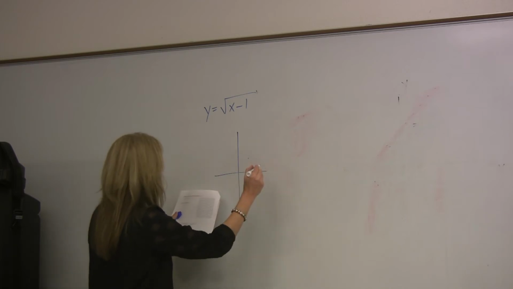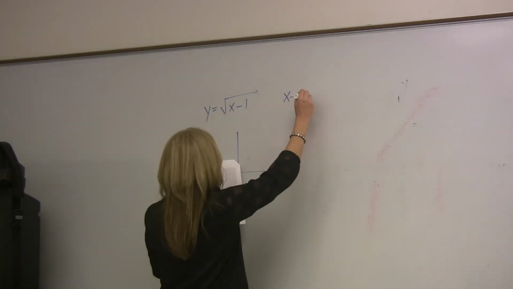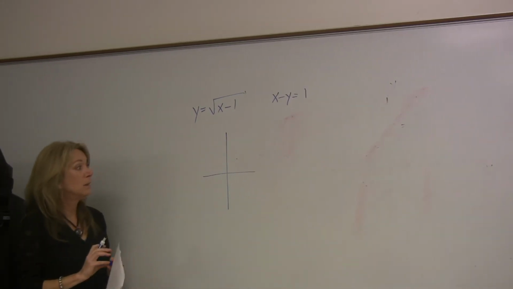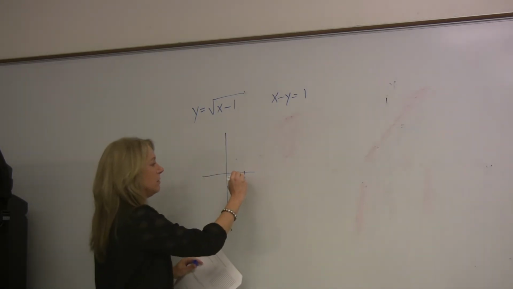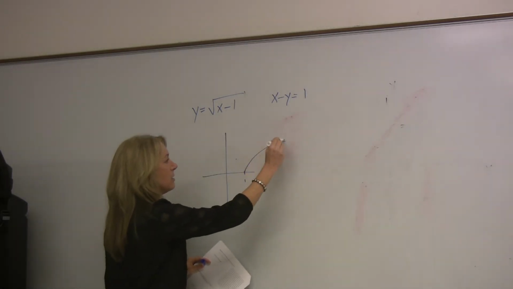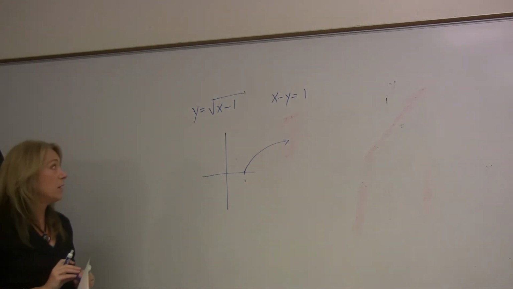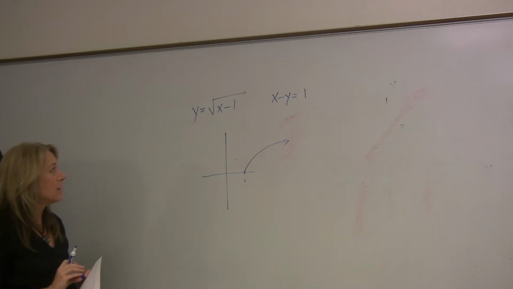Okay, what's the other one? Let's write it down. X minus y equals 1. Half a parabola, first quadrant, it actually starts over here at 1, and it looks something like this. If you want to square both sides, you'd end up with x equals y squared plus 1, it would make more sense. So there's that graph.